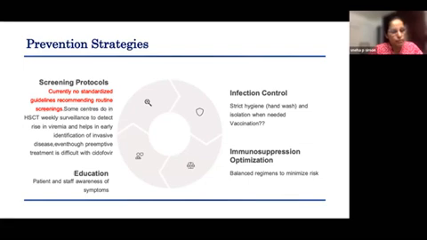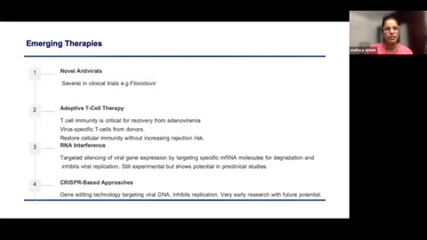Education of patients and staff about the symptoms of adenovirus infection, and infection control measures like strict hygiene and isolation, if needed, should be done. Vaccination: I'm not aware of any adenoviral vaccine available in India. In the US, in close quarters like military camps, they administer adenoviral vaccines. Immunosuppression optimization is also needed as a preventive strategy.